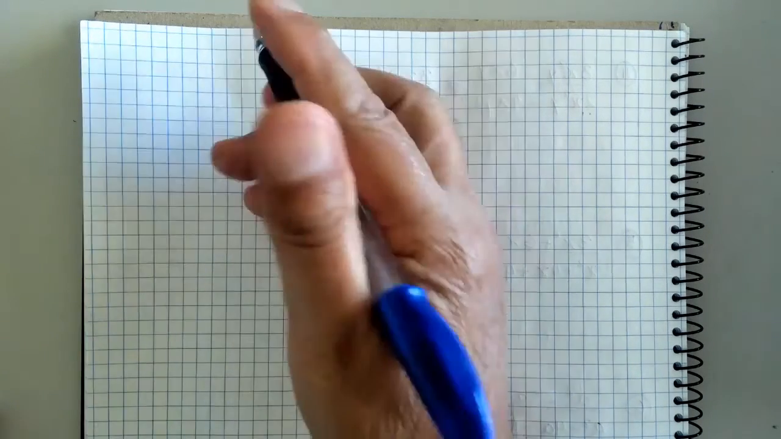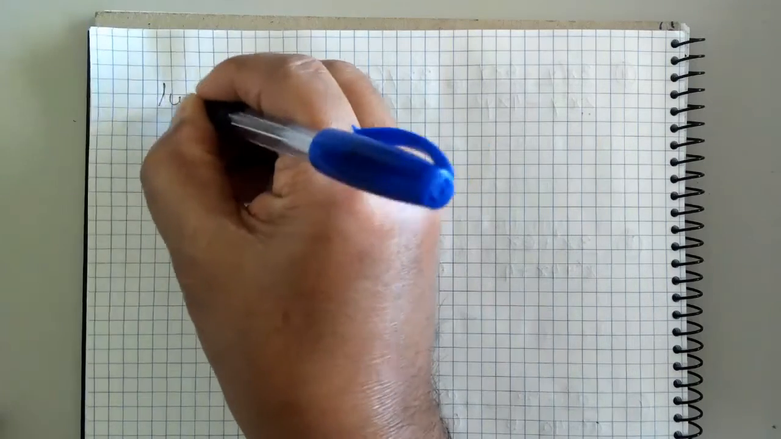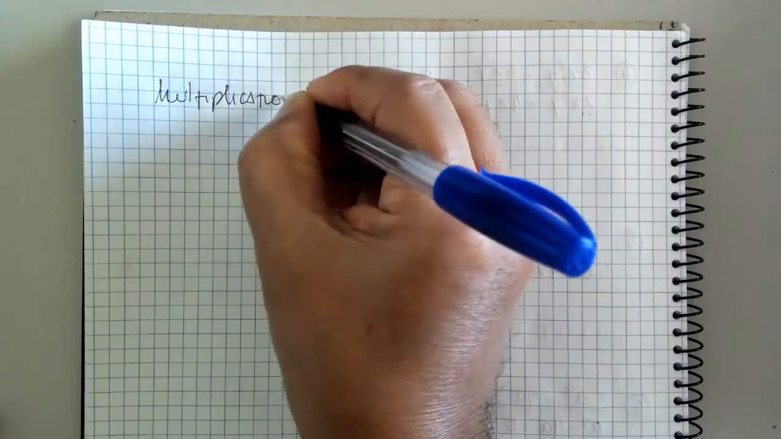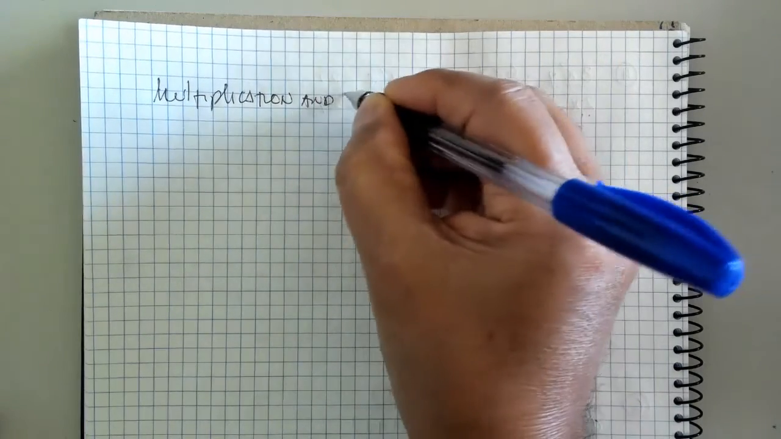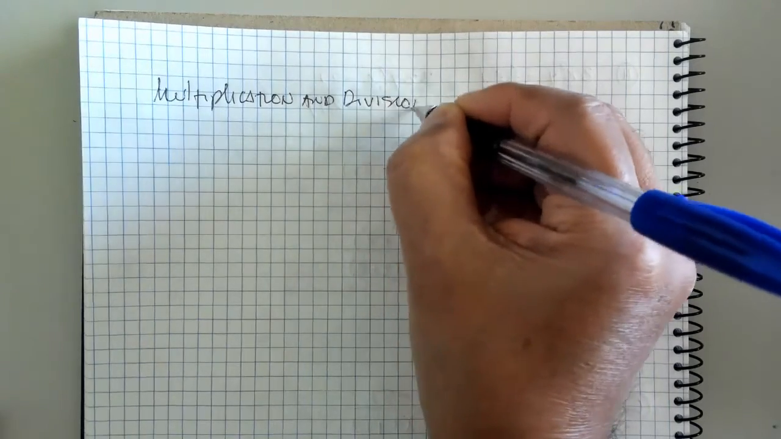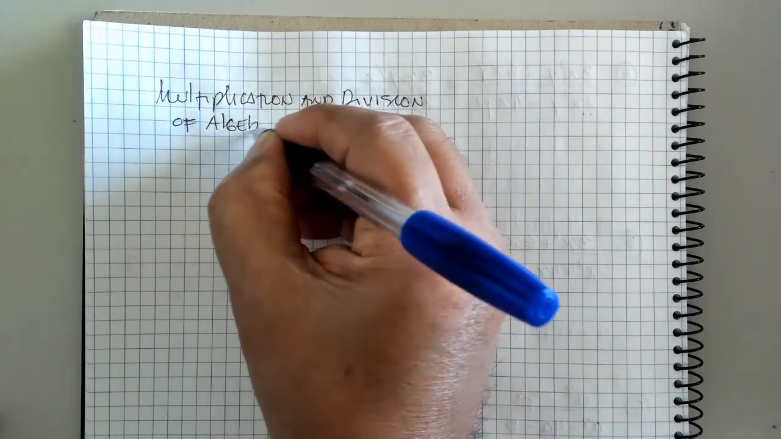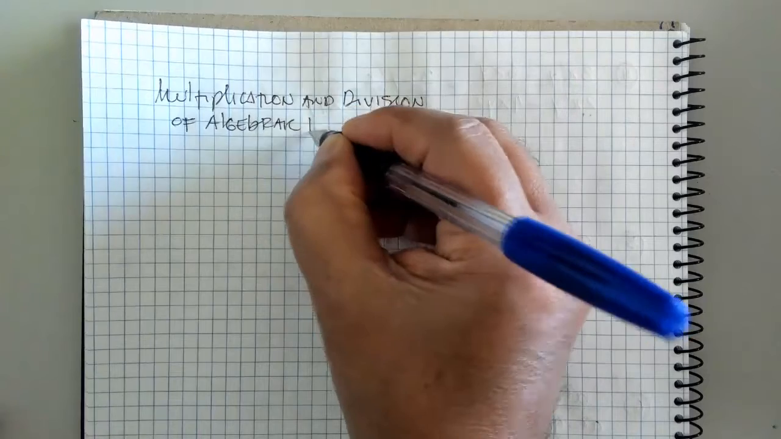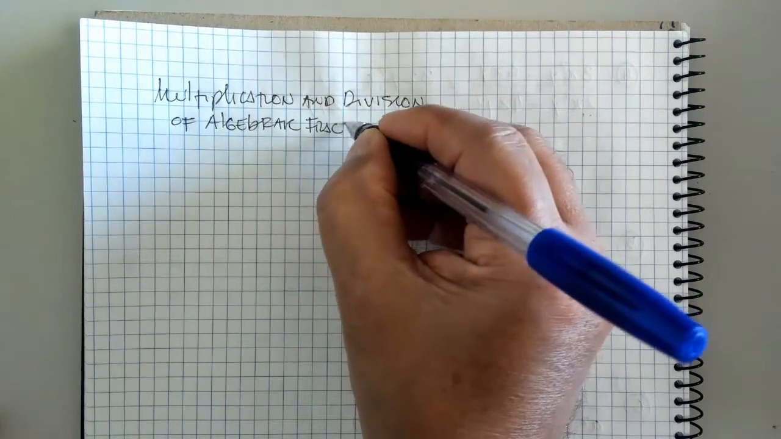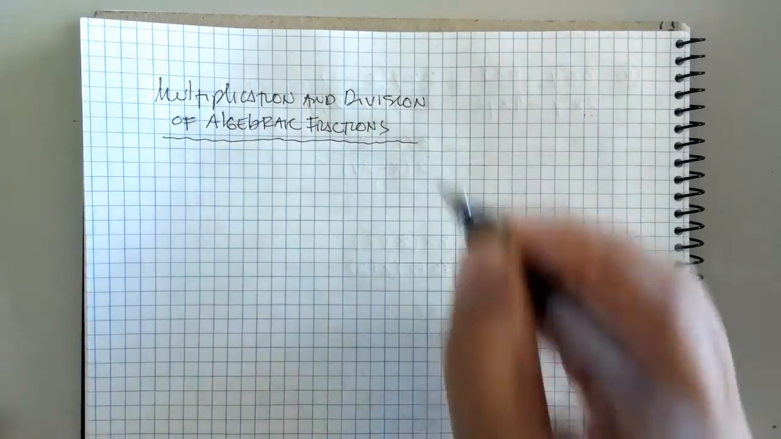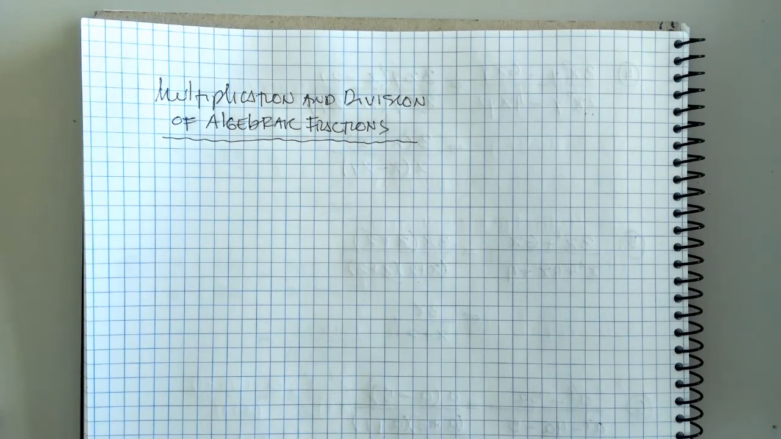Okay, in this video we're going to talk about multiplication and division of algebraic fractions. Okay, so that is the heading. So it is multiplication and division of algebraic fractions. All right, multiplication and division of algebraic fractions.